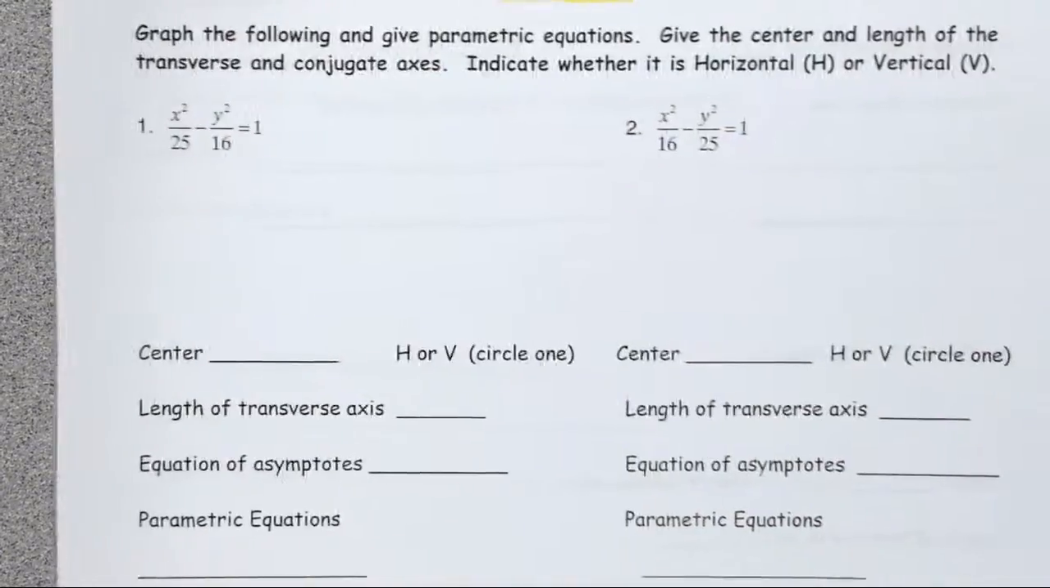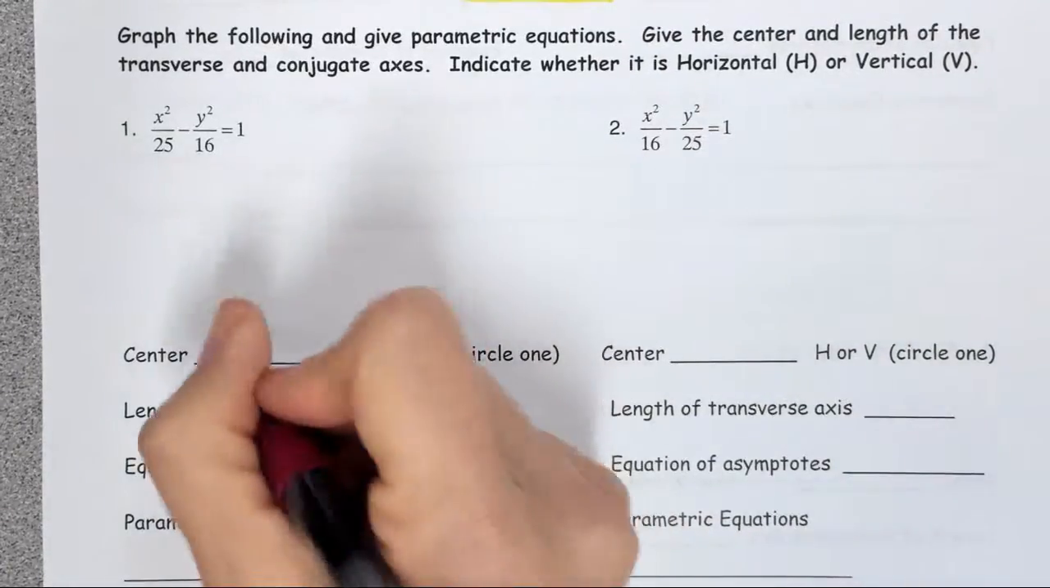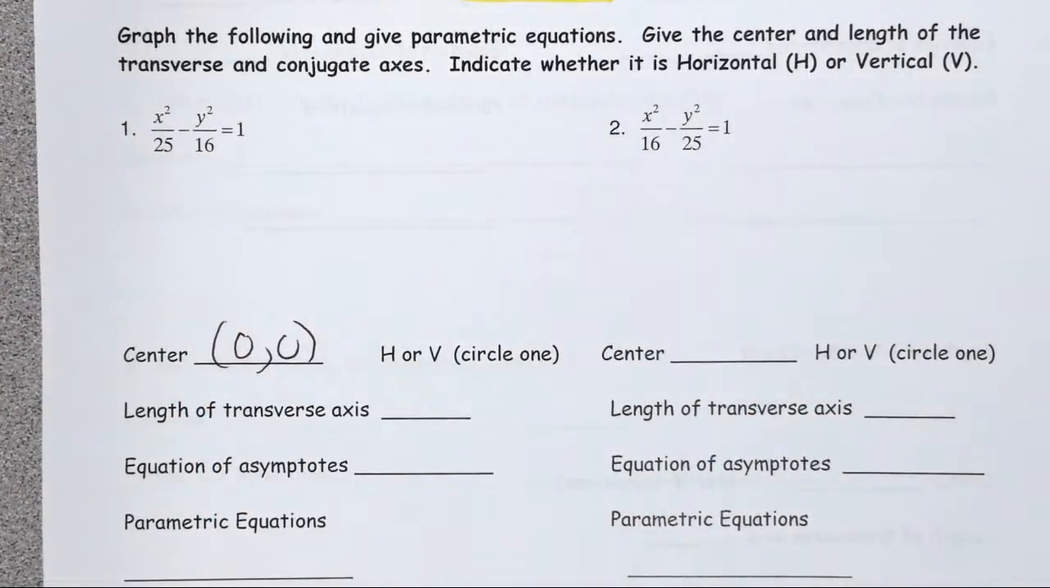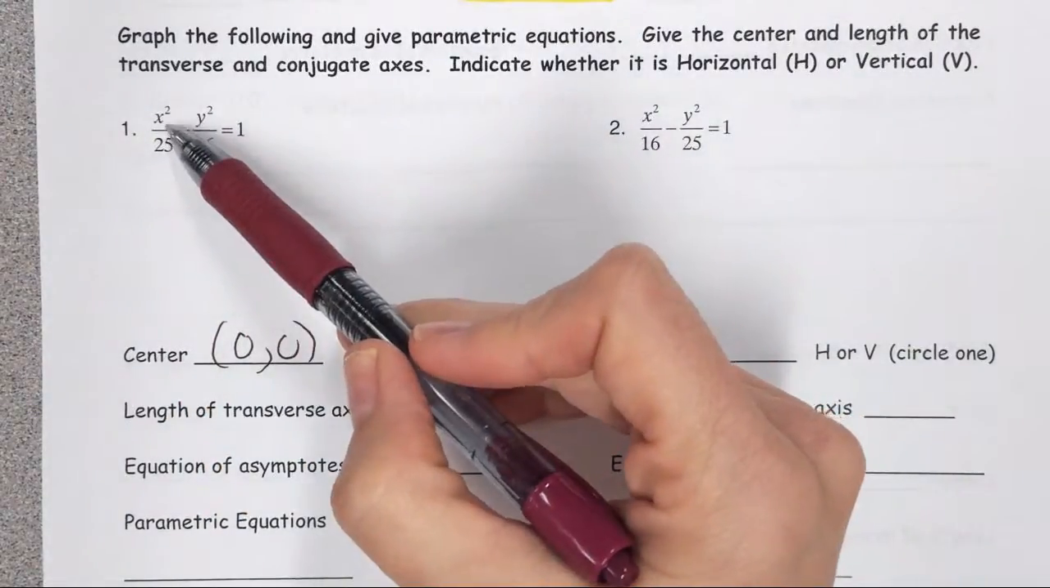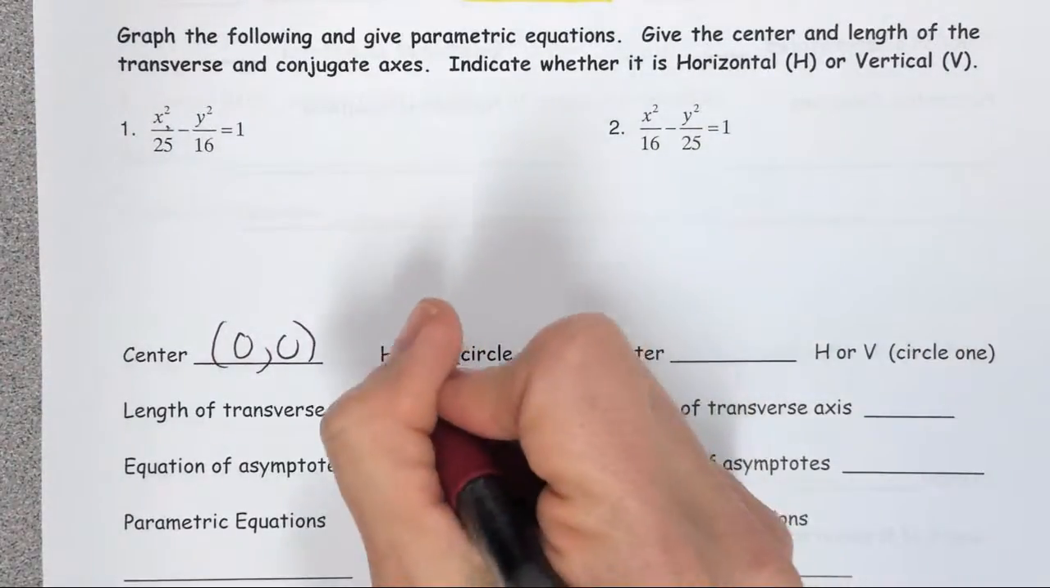So on number 1, are there any parentheses? Nope, no parentheses. Where does that mean your center is going to be at? 0, 0. Okay, that's just review. Are we all good there? Okay. What letter is written first? X. So is it going to be horizontal or vertical? Horizontal.